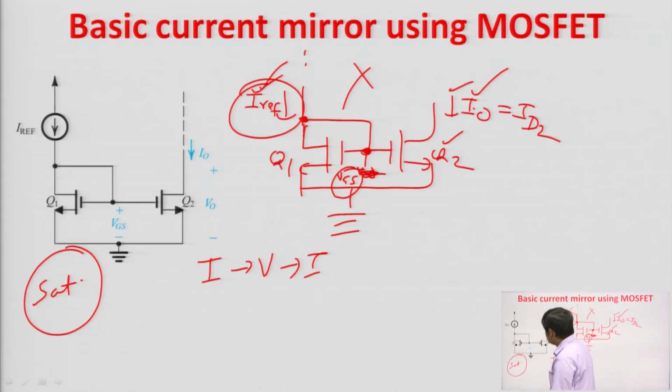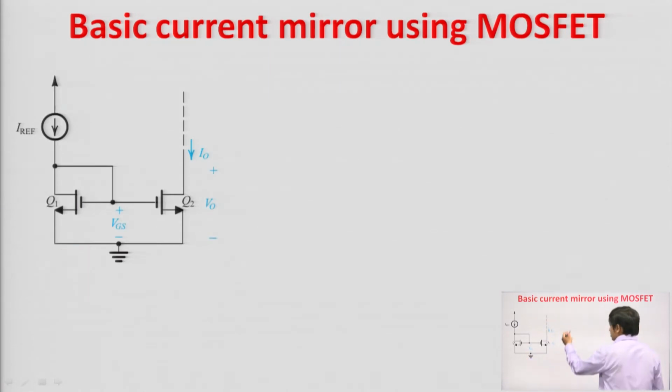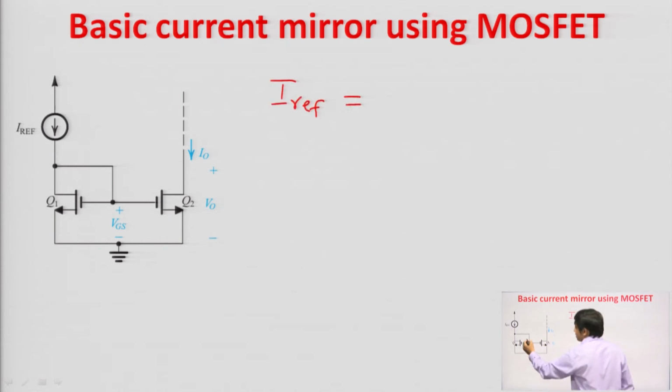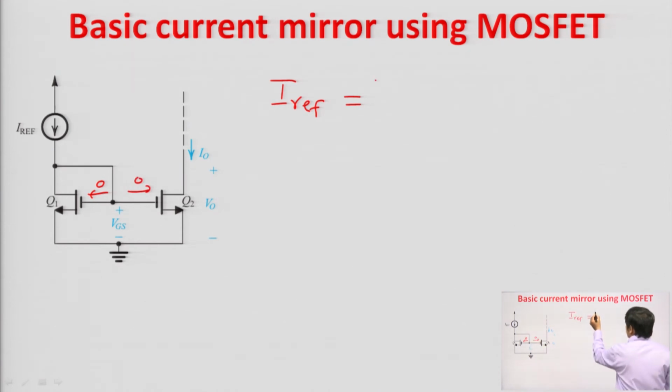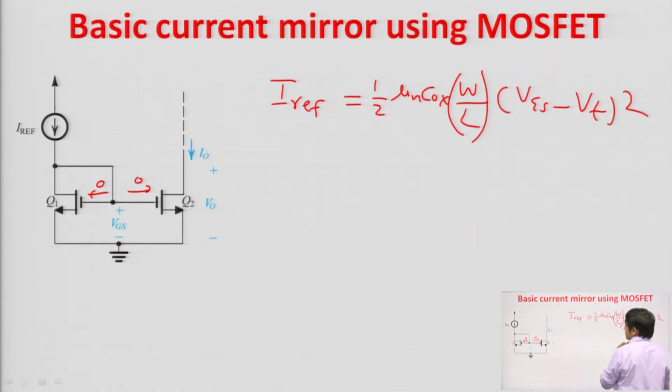Now, here we can calculate the relation between I naught and I reference. What is I reference? I reference is the drain current of Q1 transistor. We know that the gate current of MOSFET is 0. So, we can write it as 1 by 2 mu n Cox W by L (Vgs minus Vt) whole square. Let us say the W by L ratio, that is aspect ratio, of Q1 transistor is (W by L)1.